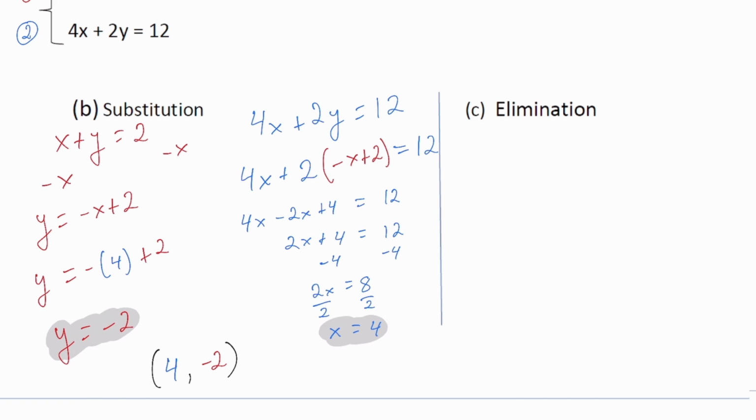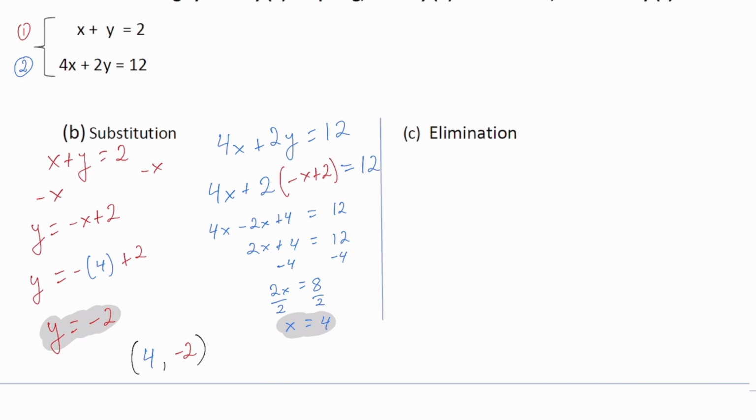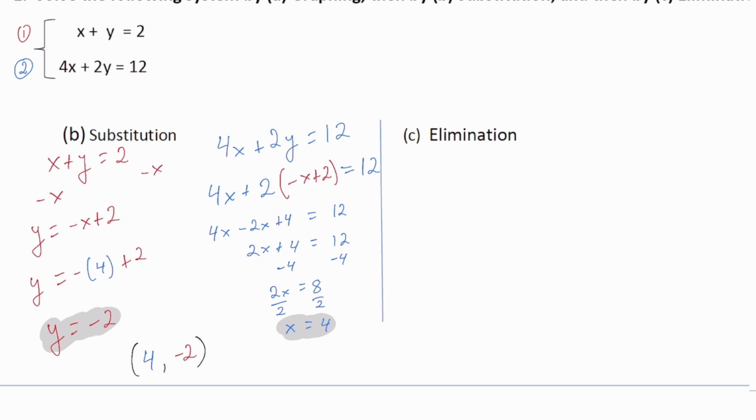Now we've seen two different methods. We've seen graphing and we've seen substitution. Finally, we have this thing called elimination. This is personally one of my favorite ways to solve these. But we're going to go ahead, and I'm going to rewrite both equations this time, stacked on top of each other and lined up.